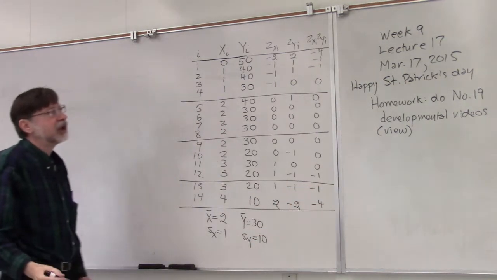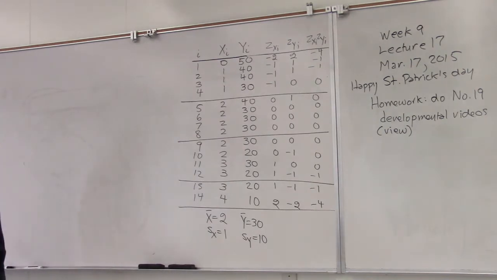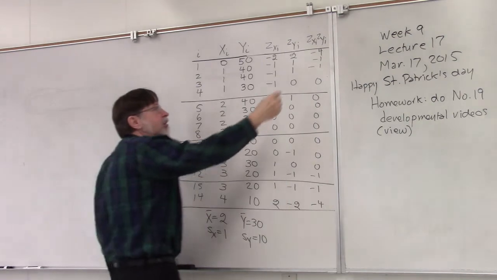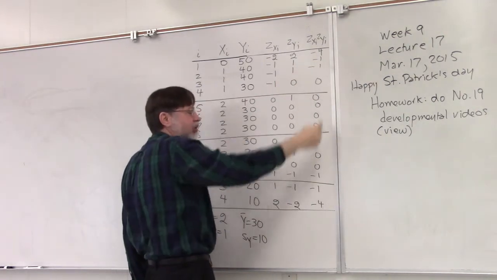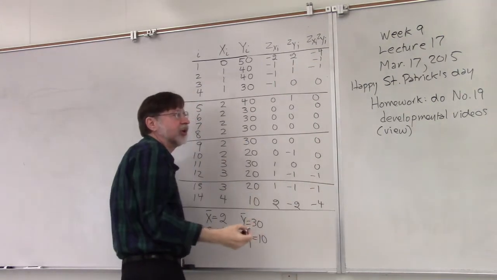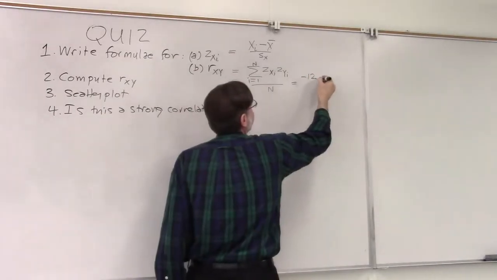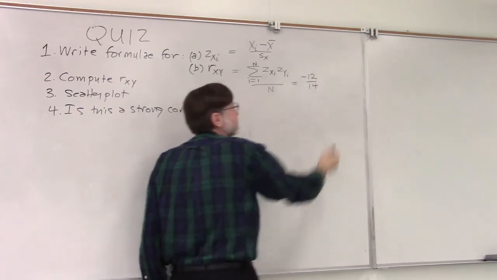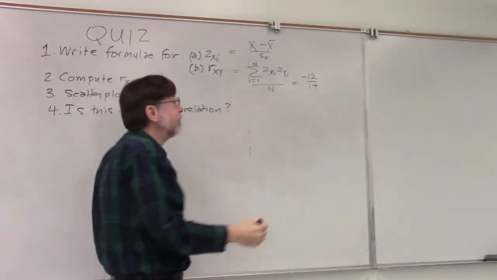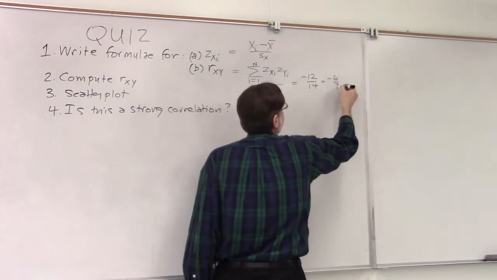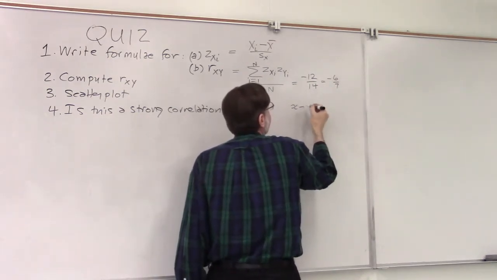And now we need to add up the products of the z-scores and divide by 14, because n is 14. And so we have 4, 5, 6, and 6 more makes negative 12. So our correlation coefficient is negative 12 divided by 14. Negative 12 divided by 14, that's negative 6 sevenths, and that's about minus 0.86.